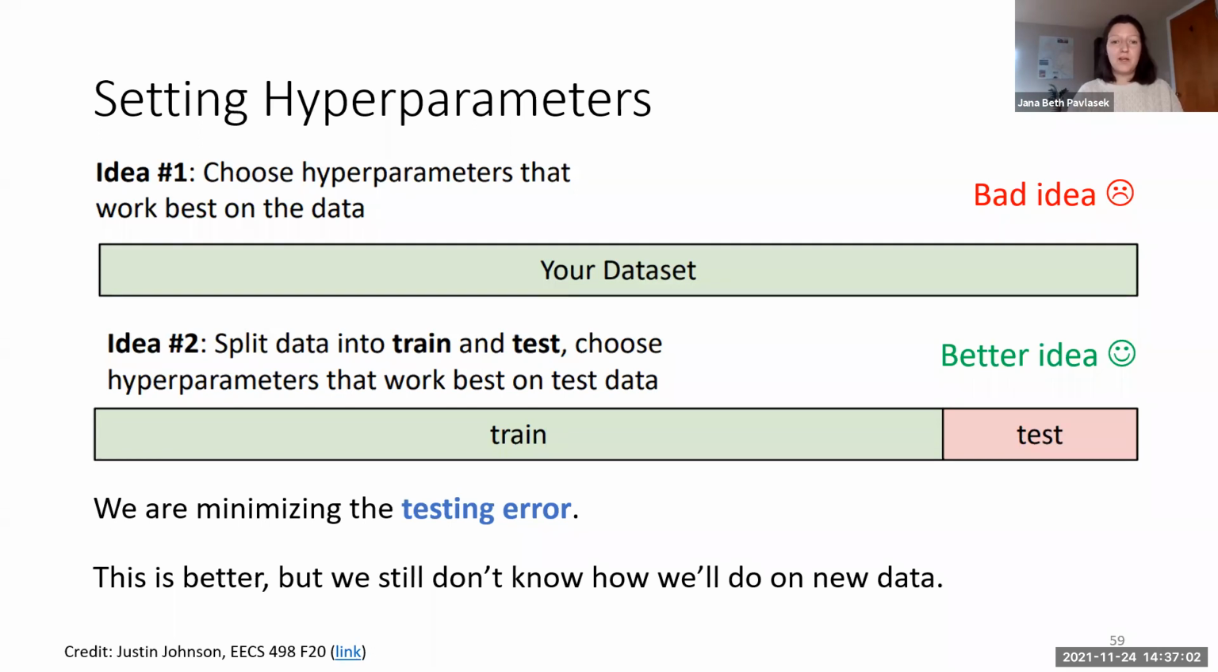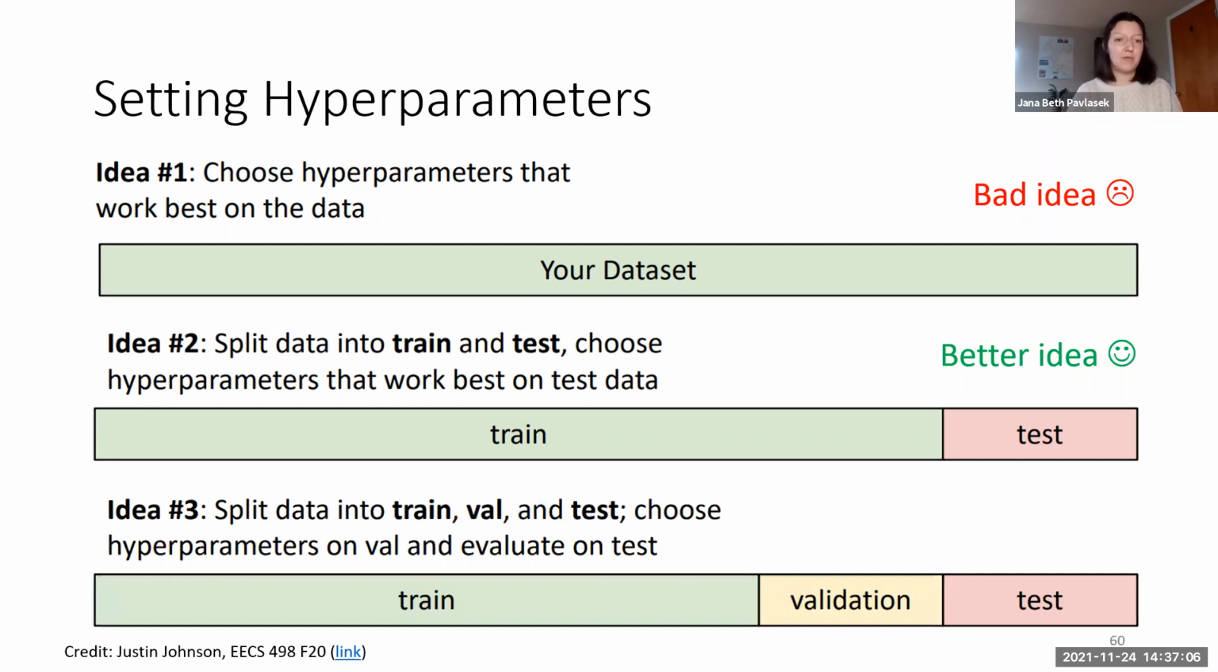But there's one other idea, which is a little bit better, which is that we're going to split up our data. We're going to take our training data and cut out a little chunk of it, and that's going to be our validation set. So when we pick our hyperparameters, like for example the k, we pick the k that does the best at classifying the validation set given our training set.